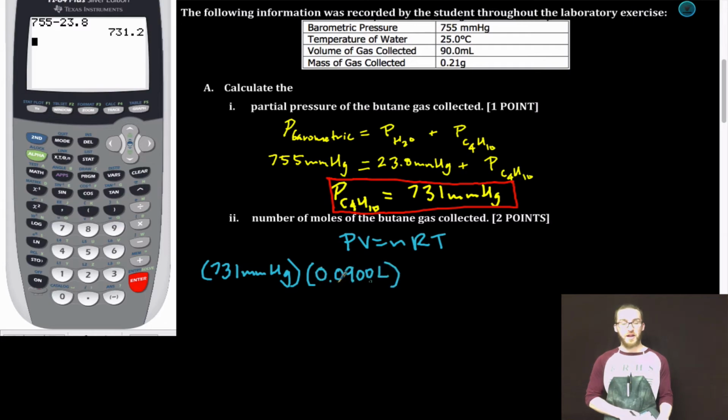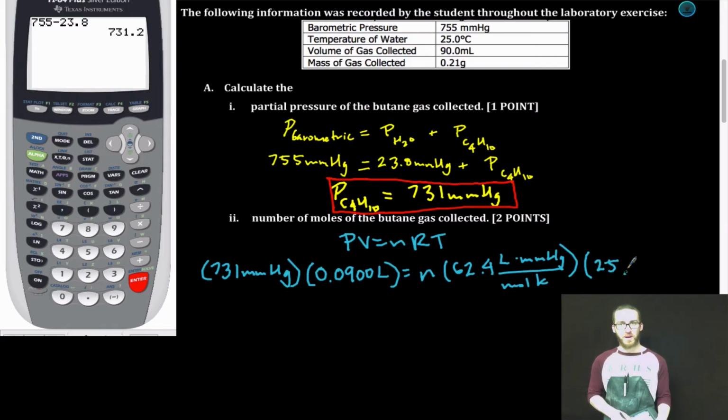0.0900 liters. Be sure to convert your volume to liters because our gas constant uses the unit of liters. We're looking for number of moles. Our gas constant for millimeters mercury, 62.4 liters times millimeters mercury per mole Kelvin. Temperature of the water, be careful, you add 25.0 plus 273 to convert to Kelvin.